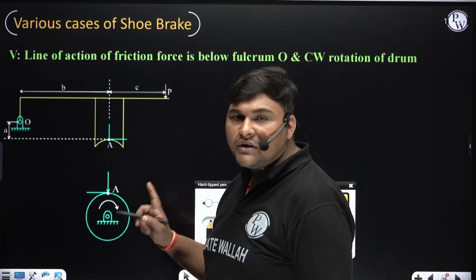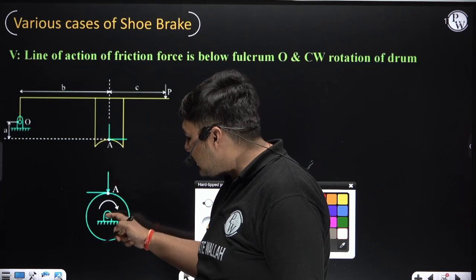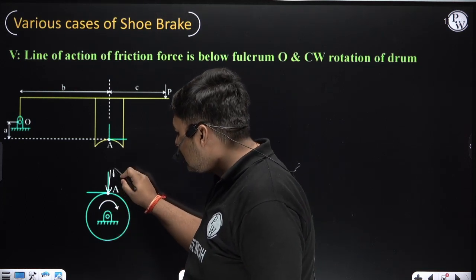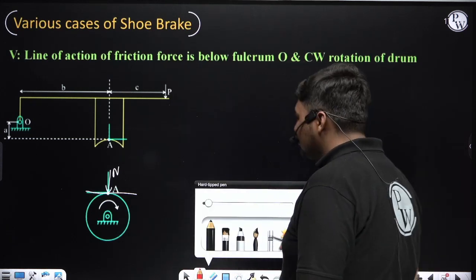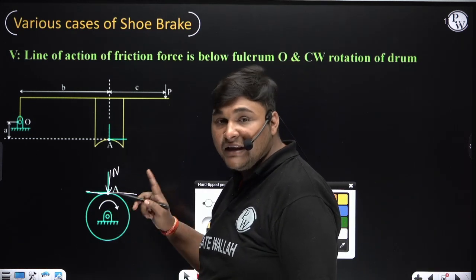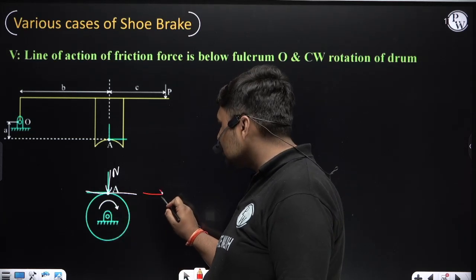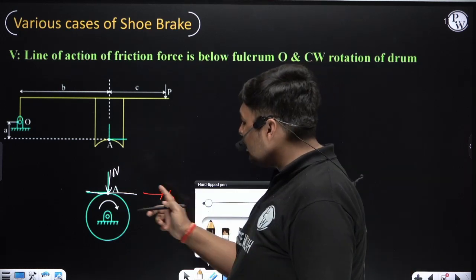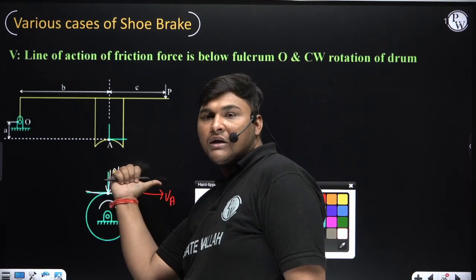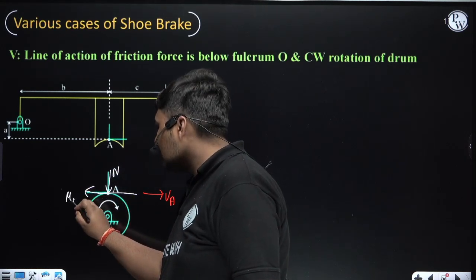First we'll draw the contact force N. The direction of contact force N will be from point A towards the center, so it will be this. Now the friction force will be perpendicular to this. The sense of the friction force will be opposite to the velocity of A in the FBD of drum. Right now the drum is rotating clockwise, so at this instant the direction of velocity of A will be this. And the friction force in the FBD of drum will be opposite to the velocity of A, so friction force will be this.